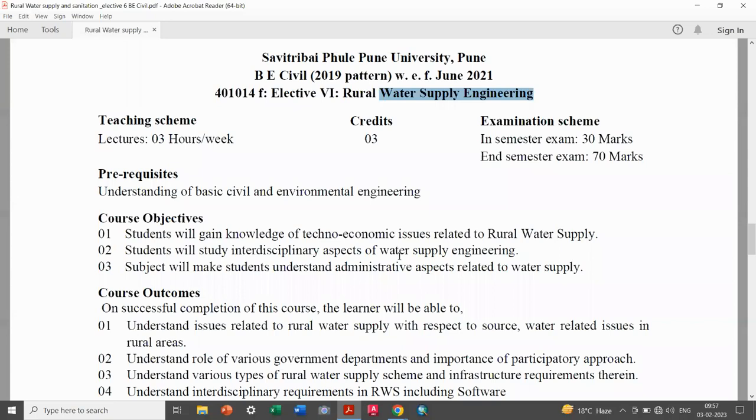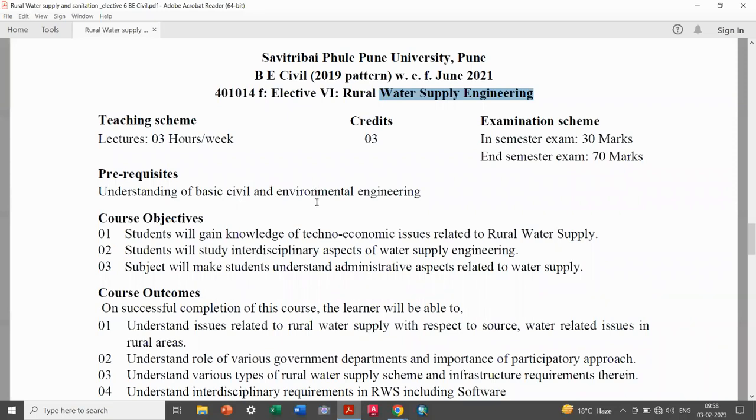Some schemes need to be maintained properly, or maintenance parts are also there. So that we will see in the respective units. But in general, we are going to see how rural water supply system is planned. So we will see course objectives, course outcomes, step by step. So prerequisite means to study this subject, which subjects knowledge is required in background.